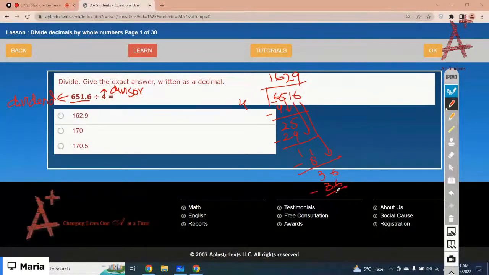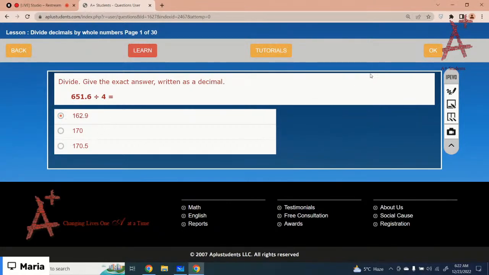Got it? So you have one decimal place in the dividend. That means the answer must have one decimal place. So move the decimal place one place left, from here to here. It would be 162.9. So the correct option is 162.9. Just select the correct option and click on the OK button. Got it, everyone? So the correct option is the first one, 162.9.